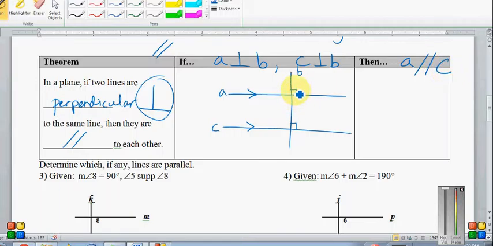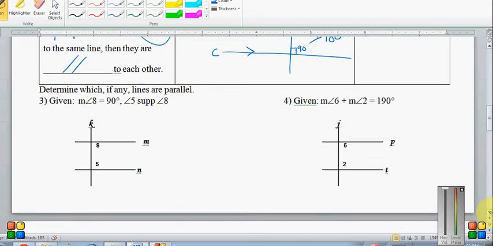The reason why is because if this is a 90-degree angle, this is 90 degrees, this is 90 degrees because those are perpendicular. These are our same side interior angles. They add up to 180. So since same side interior angles are supplementary, these two lines are parallel. We could use the same concept using corresponding angles. If this is 90 and this is 90, these are corresponding angles. They're congruent, therefore the lines are parallel.